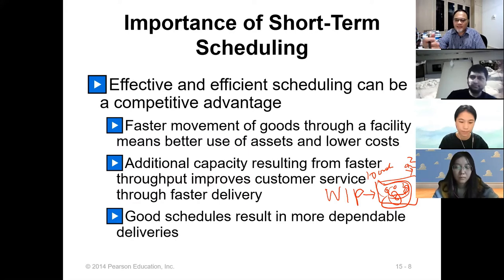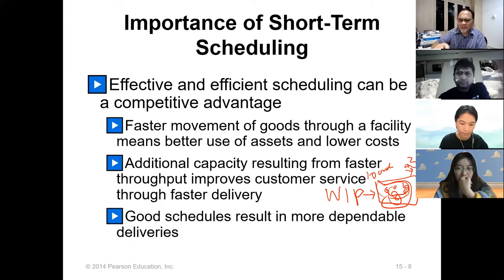That is typical of many facilities in developing countries, not multinationals. Like in Bangladesh, the garment factories are multinational, not our own local ones. If you go to local companies, you will see work in progress. Work in progress is waste in the organization.